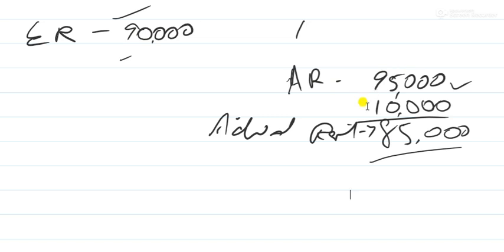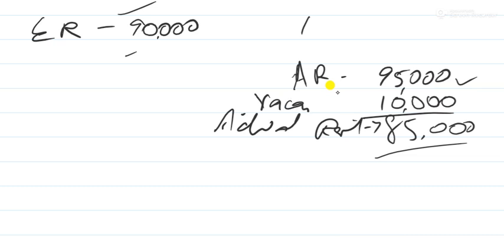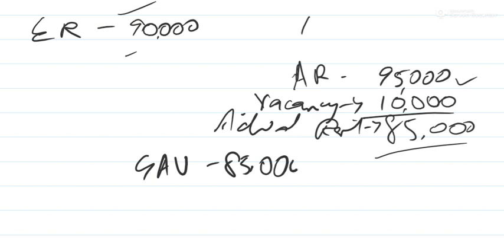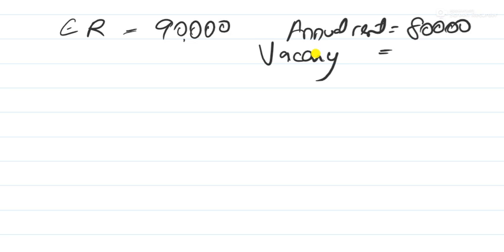However, because of vacancy, what happens? His actual rent has decreased to 85,000, which is less than the expected rent. In that case, what is my GAV? In that case, my GAV will be 85,000.